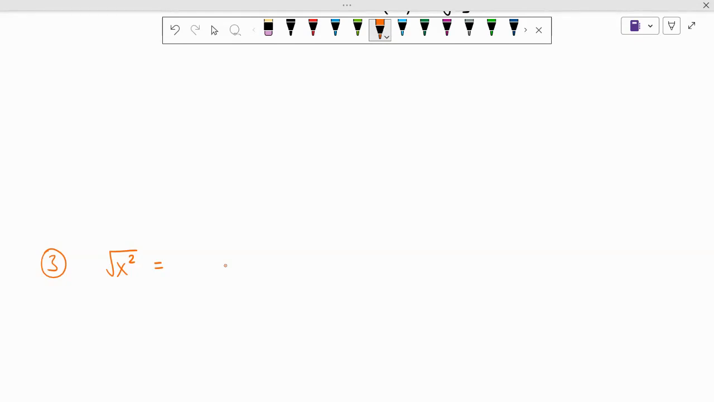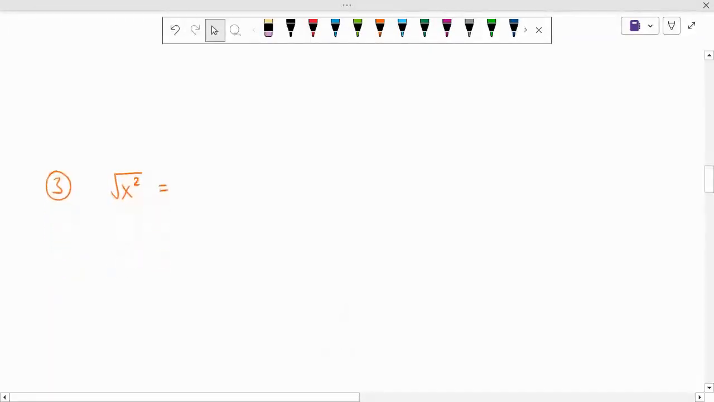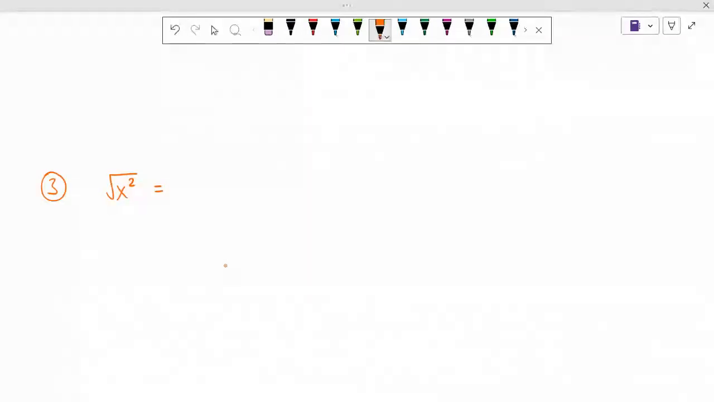Okay, so this is something that seems to come up. It's going to come up in your calculus courses. It's not like a huge thing, but it is going to come up. So I want to just try to address it right now as well. Square root of x squared does not simplify as just x. Really what it simplifies as is the absolute value of x, okay?